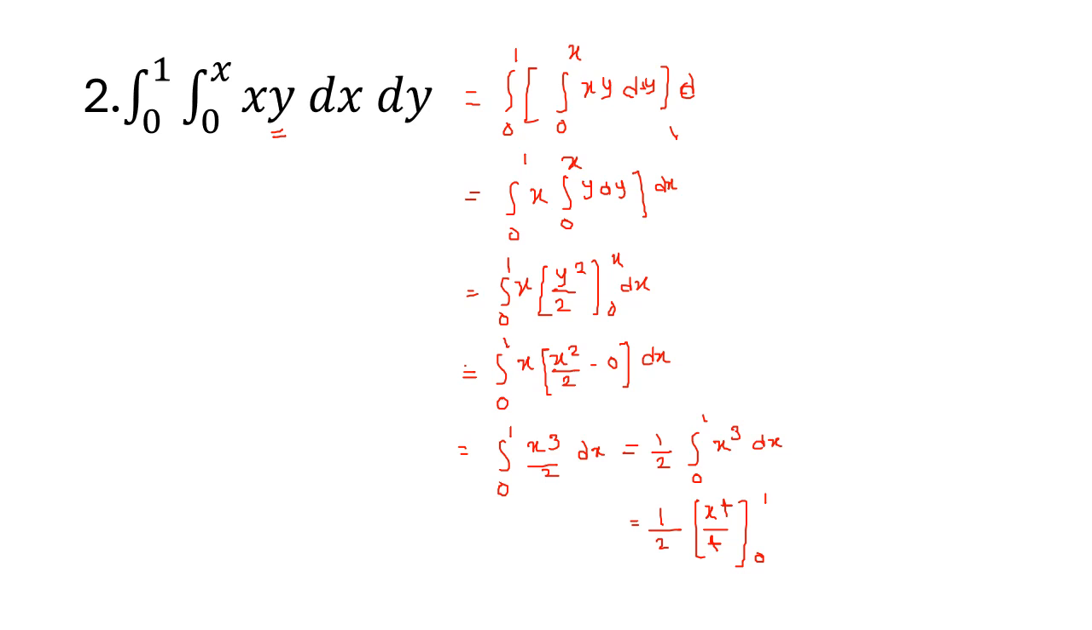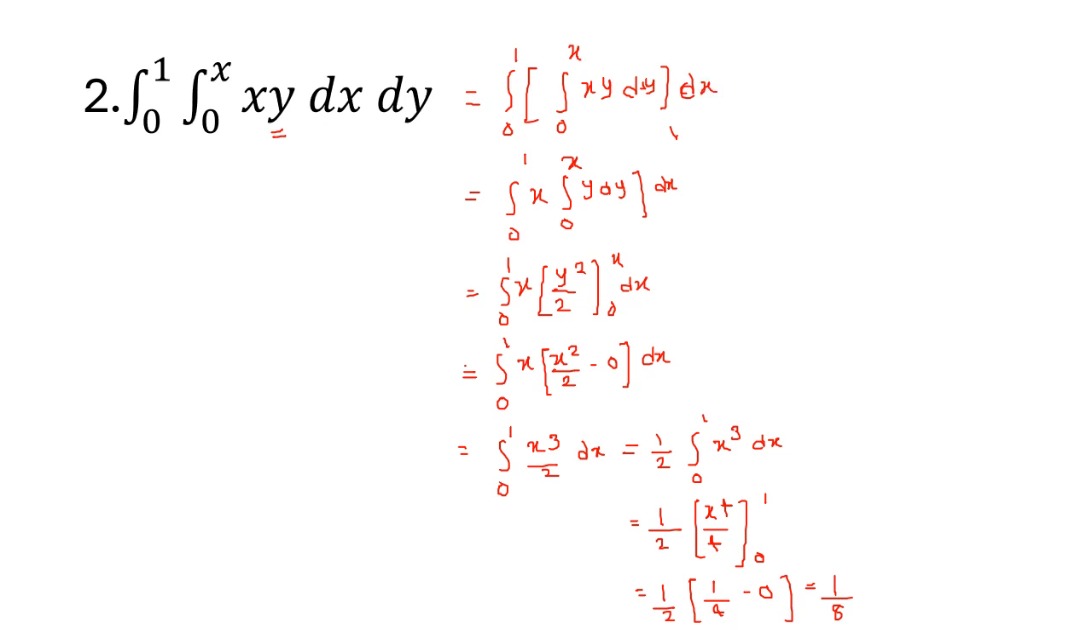So it is equal to 1 upon 2 into 1 by 4. Upper limit is 1, so 1 by 4 minus 0. So the final answer is 1 upon 8. Okay, this is dx. Okay, so how did we solve it?